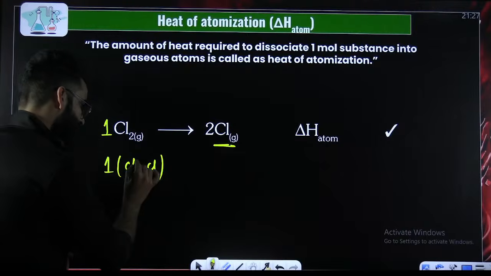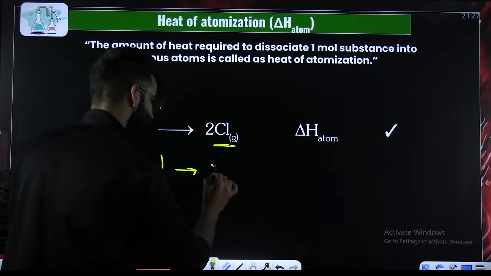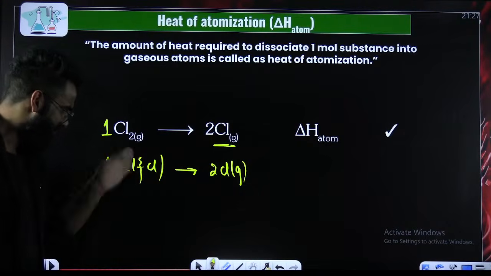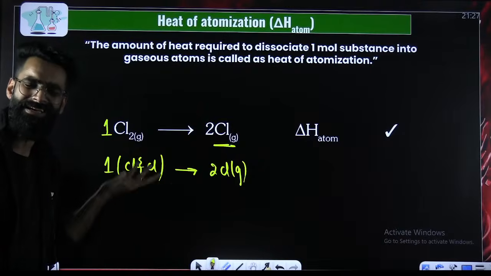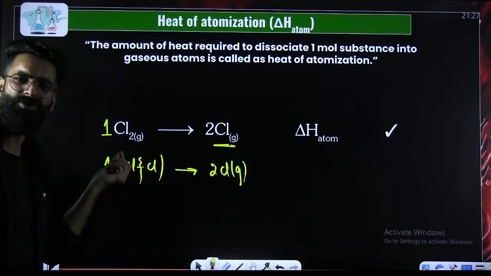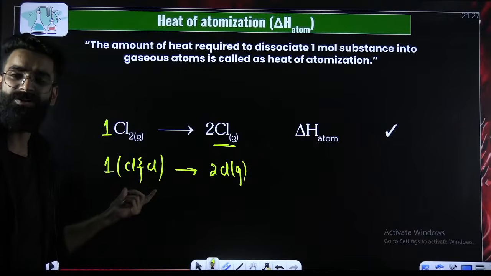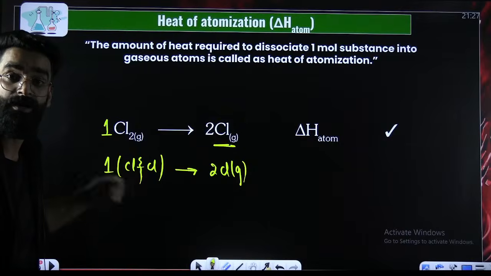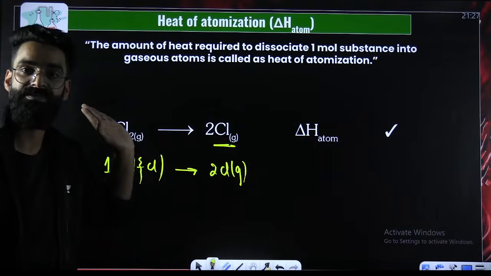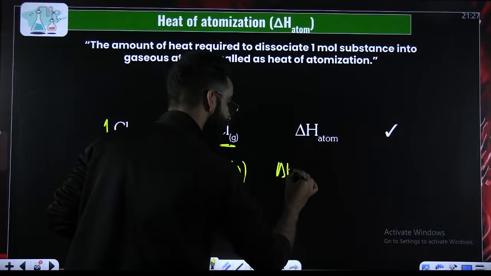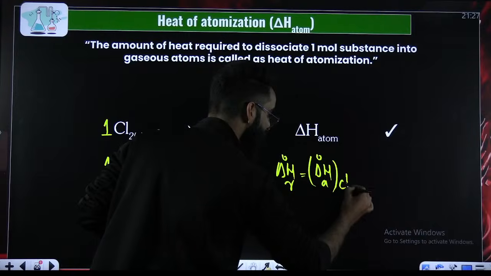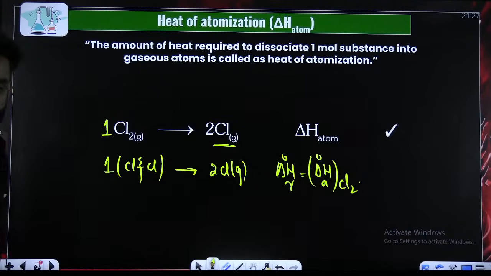Right? Perfect. I am breaking this Cl2 into its gaseous atoms. It gets converted into 2 Cl atoms, right? Since I have to break this bond, heat is needed, energy is needed in this process. The amount of energy which is needed to dissociate, to break 1 mole of substance into its gaseous atoms, that is something which you'll be calling the enthalpy of atomization. And here I'll be calling it the enthalpy of atomization of Cl2.